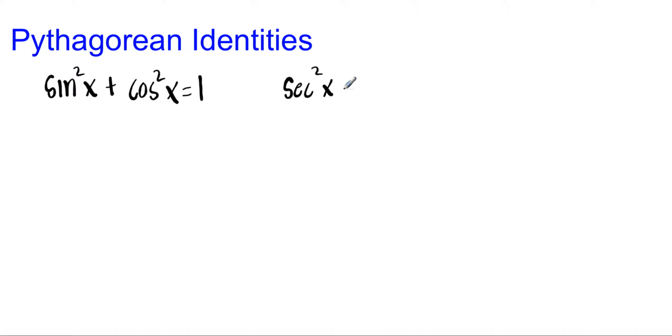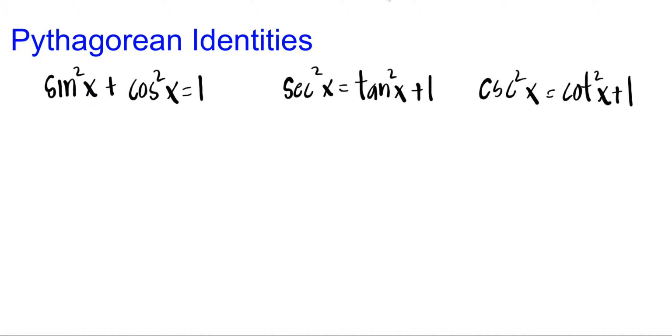Pythagorean identities, we have three of those. We have sine squared theta, or sine squared x, that doesn't matter, plus cosine squared x is equal to 1. We also have secant squared x is equal to tangent squared x plus 1. And thirdly, we have cosecant squared x is equal to cotangent squared x plus 1. Now, it is important to note that we can do some manipulation of these and rewrite them. They mean the same thing, but they're written in a different form.